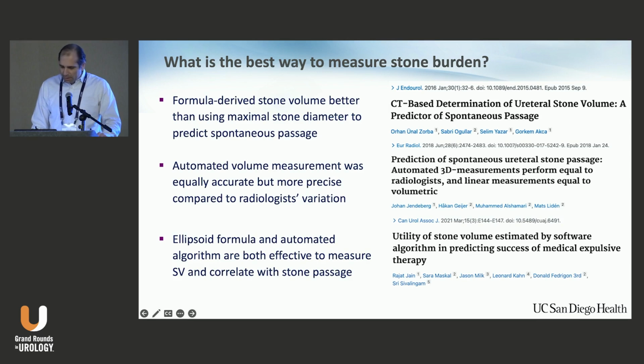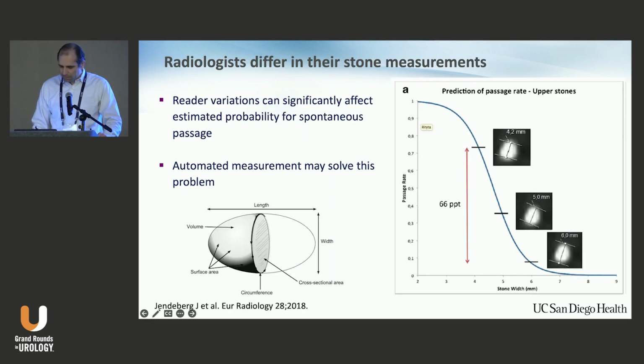And then finally, Sri Sivalingam at the Cleveland Clinic has done some work in this area looking at basic ellipsoid formulas versus automated algorithms versus water displacement, which is sort of the standard of how you measure volume, and found that they were all very effective and correlated well.